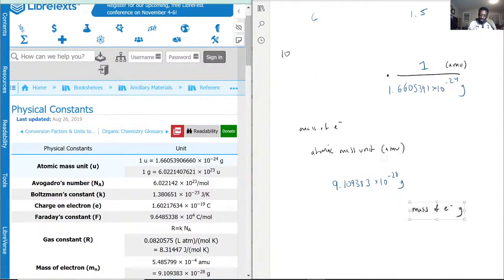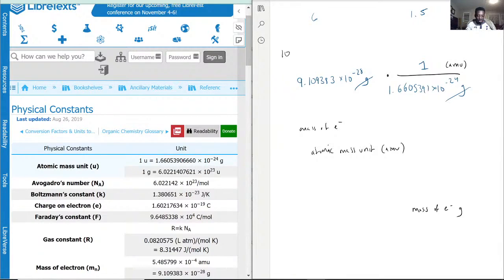Oh wow, I really like this feature actually. And we just plug it in because you notice these two cancel out. And once you make these two numbers, in a sense, fight, because they're quite tiny numbers to the negative 28 and negative 24, make sure you put into your calculator the right way.